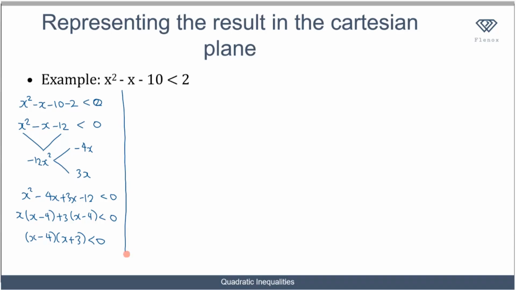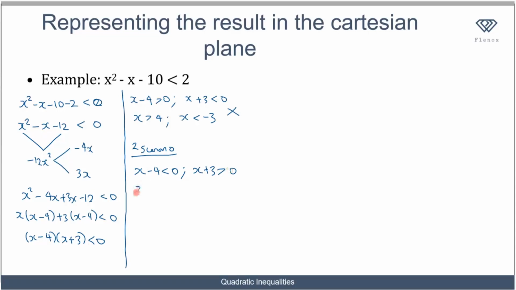So we apply our two conditions. If the product of two quantities is less than 0, it means that either one of them is positive and the other is negative. We start with the first condition by making this positive. So it's either x minus 4 is greater than 0, while x plus 3 is less than 0. When we solve this, we have x is greater than 4, and at the same time x is less than minus 3.